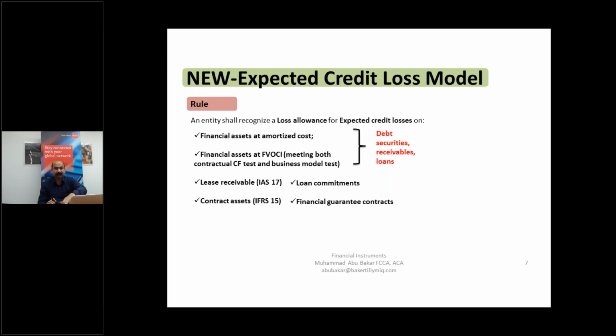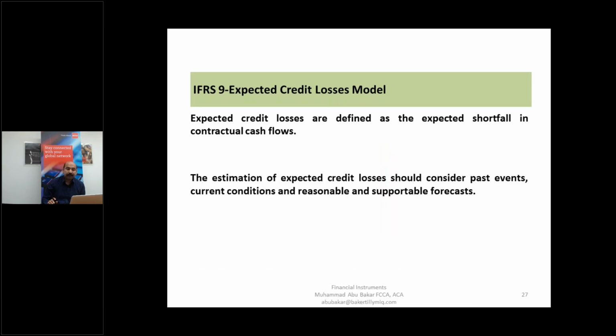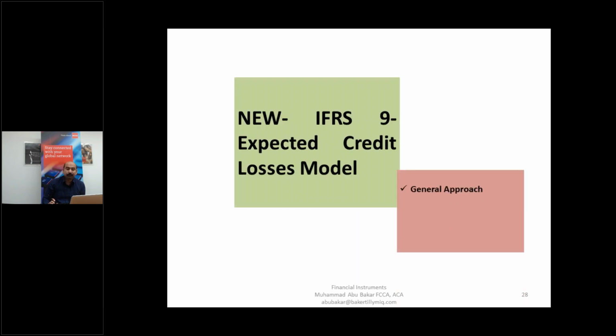Now, what are the approaches in this regard? See, the expected credit loss model. Expected credit losses are defined as the expected shortfall in contractual cash flows. The estimation of expected credit losses should consider past events, current conditions, and reasonable and supportable forecasts. So what are the approaches for the calculation of expected losses? There are two approaches basically. One is the general approach, or we can name it the 3 stages approach, and the other is the simplified approach, with no stages.